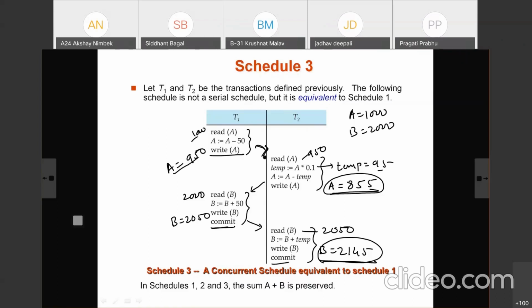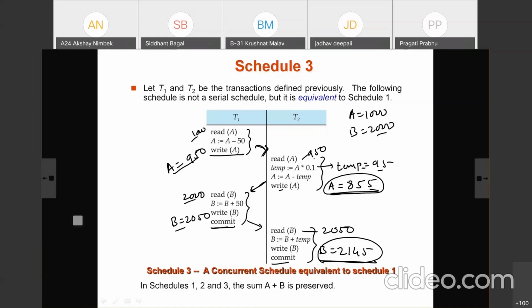Go for T2. Read the value of A, 950. Then calculate the temp. It becomes 95. A is equal to A minus temp. So it writes the value of A, that is 855. Make a context switch, go for the transaction T1, read the value of B. So it reads the initial value of B, that is 2000, add 50, B becomes 2050.